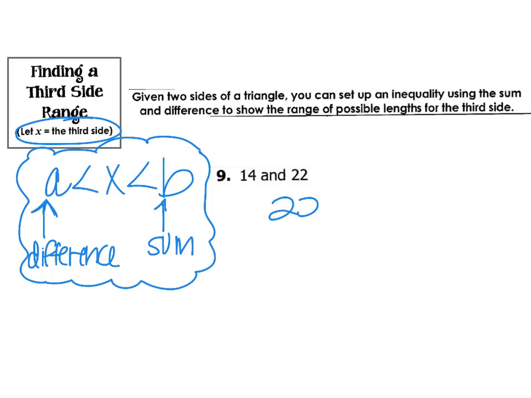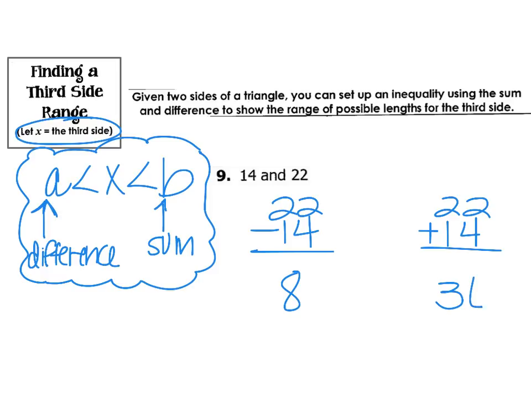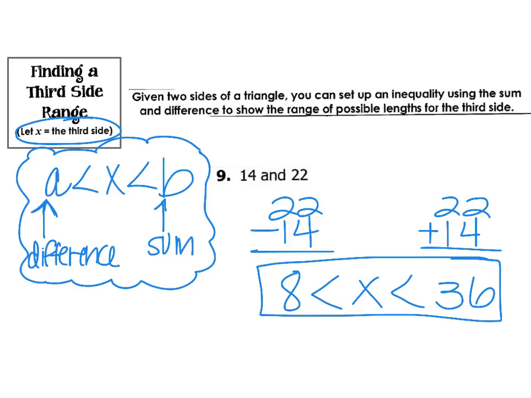So we would say 22 minus 14. When we subtract those two numbers, we get 8. Then we would want to find the sum. So 22 plus 14, that's going to give us 36. And then if we wanted to find a range, we know that our x has to be greater than 8 and less than 36. And that is how we would write an inequality to represent the possible lengths of the third side, where x has to be greater than 8 and less than 36.